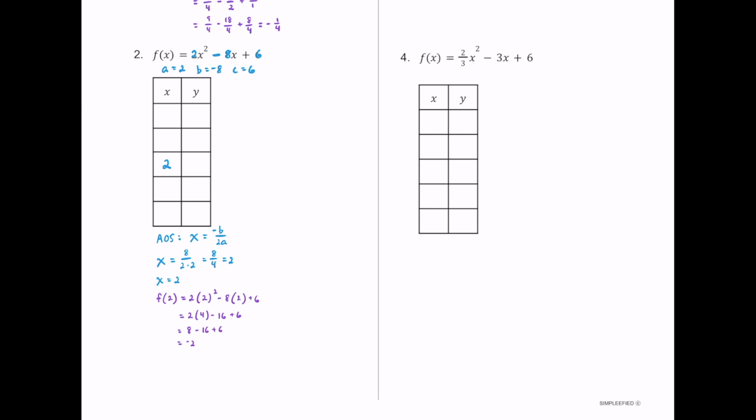All right, so when we said f of 2, we found that the y value, or f of 2, is -2. So that's going to be the vertex. It's going to be (2, -2). Now that we know the vertex and the AOS, let's start mapping out our graph a little bit.